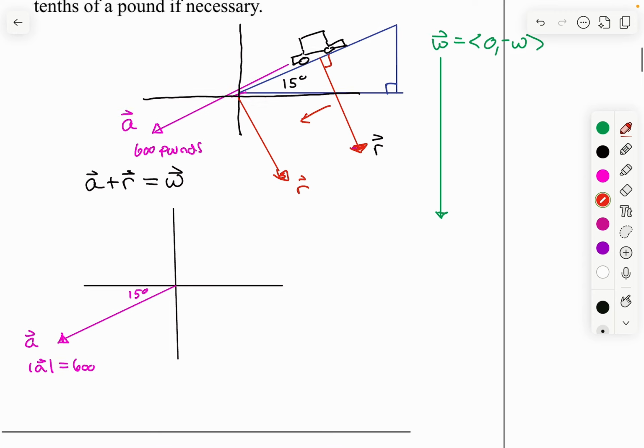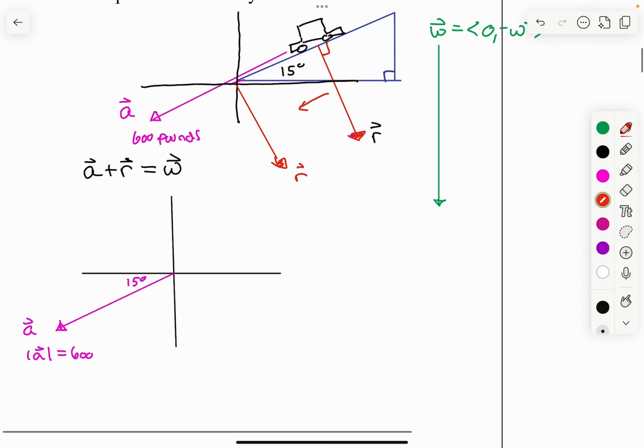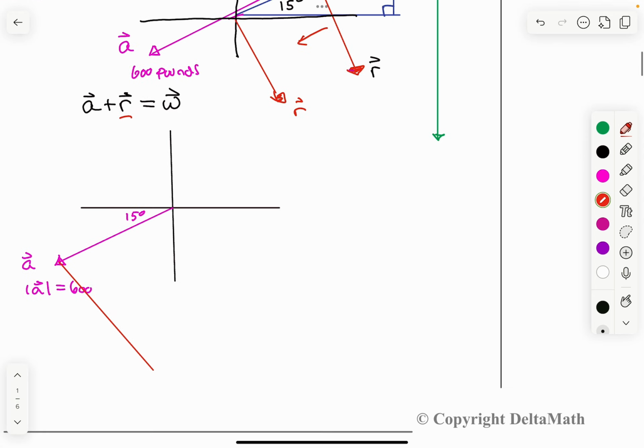But if we're going to add it to vector A, what we need to do is bring it down here. So if I bring it down here and add it to vector A, my length is a little bit off, but that's okay. I'm trying to fudge it a little bit.